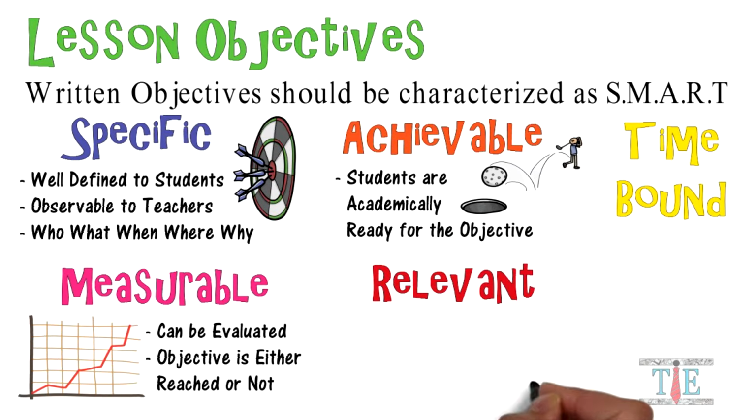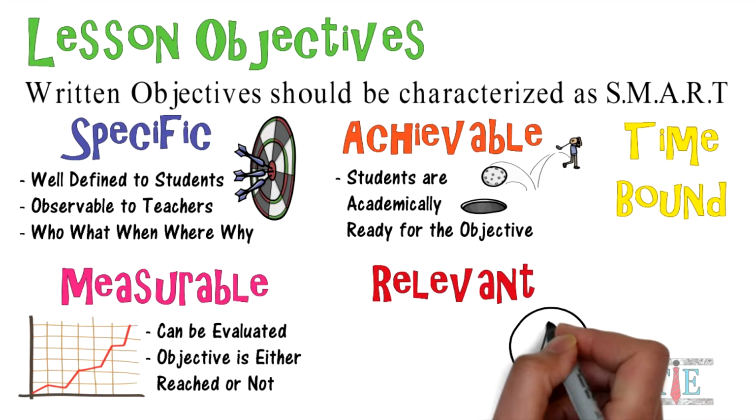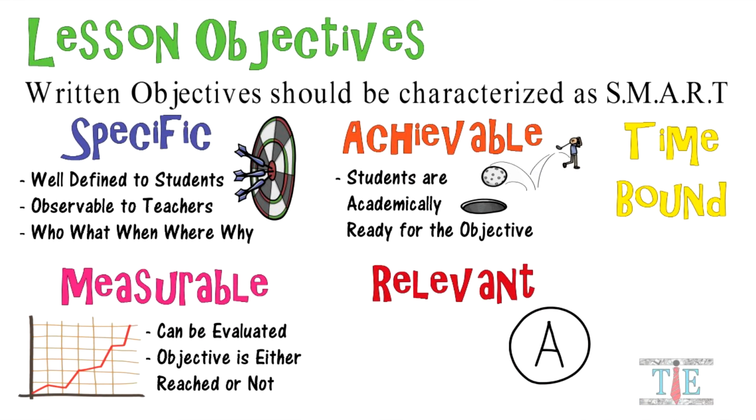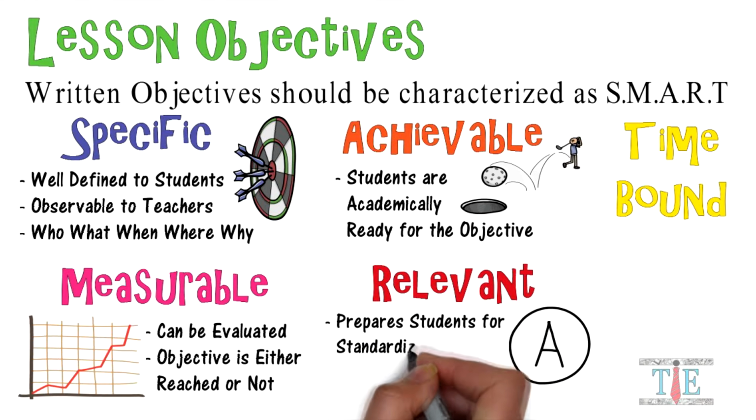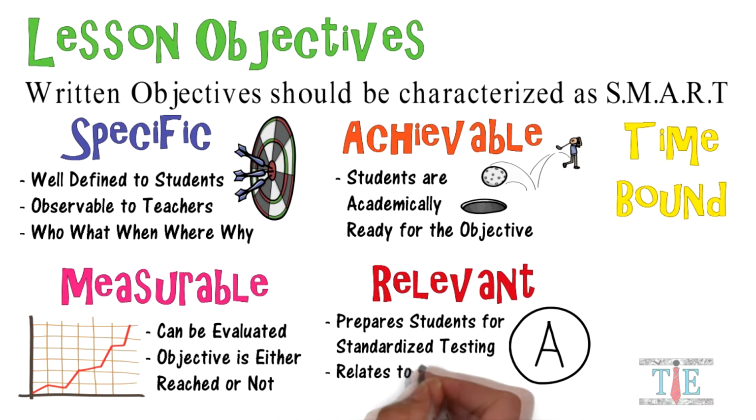Next up, relevant. The lesson objective must be relevant to students' academic success and relevant to previous and future lessons. Objectives must prepare students for standardized testing, relate to larger ideas, and build on prior knowledge.